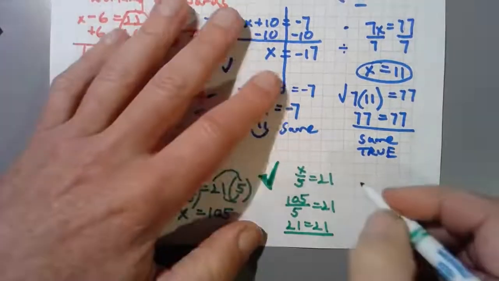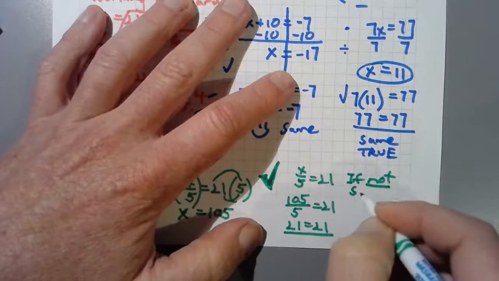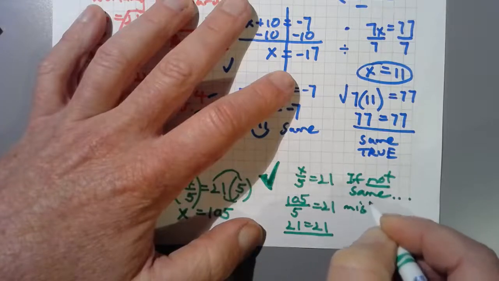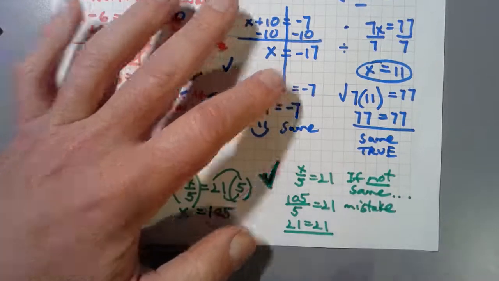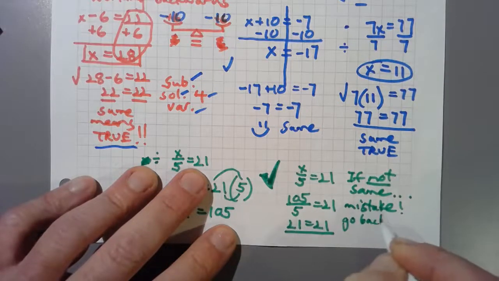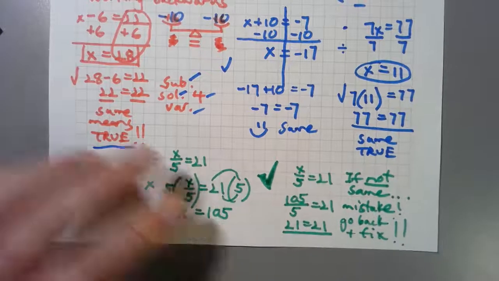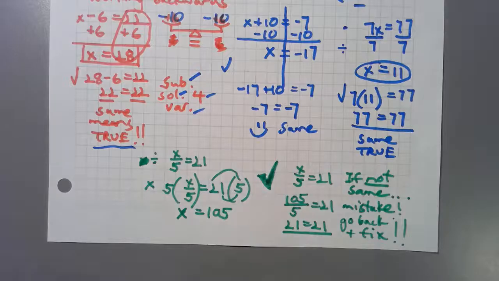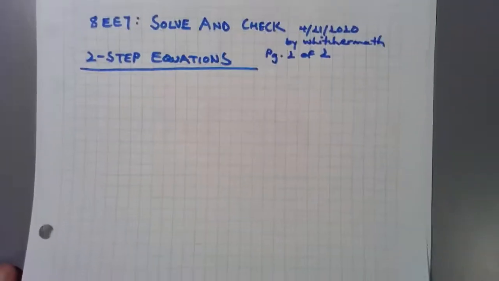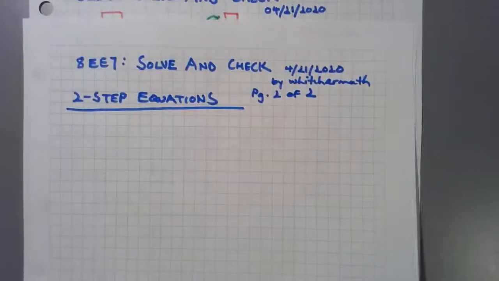If it's not the same, what does that mean? If it's not the same, it means there was a mistake in the original solving of the problem. So it means go back and look for the mistake and fix it. Okay? That was the first video. You can go to the second one, which is going to look kind of the same, but it's going to be a couple of two-step equations.